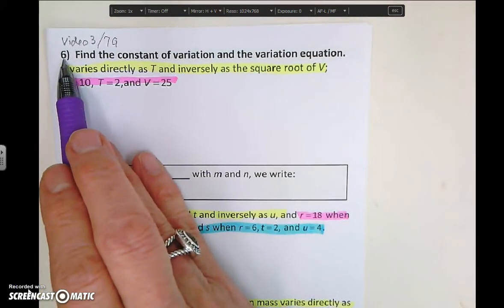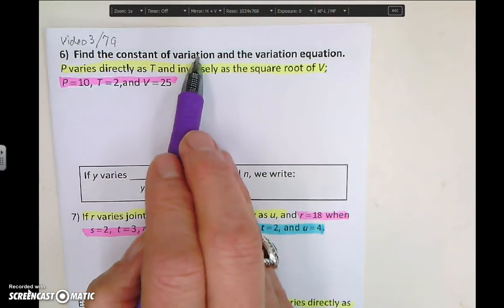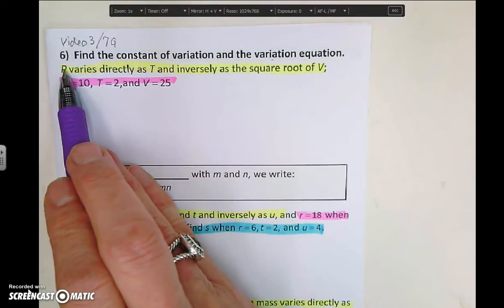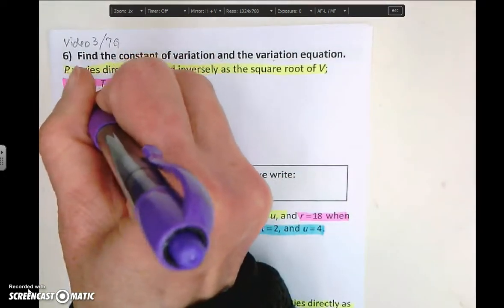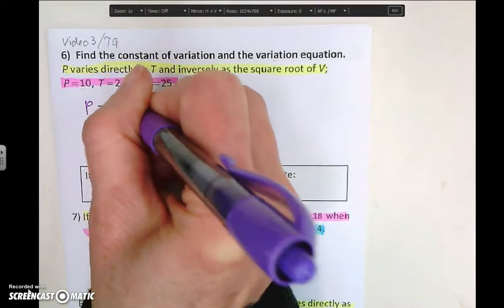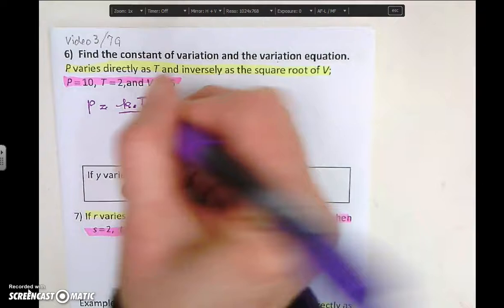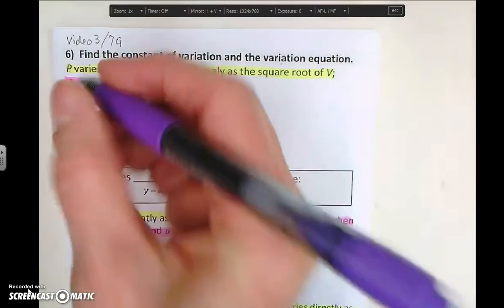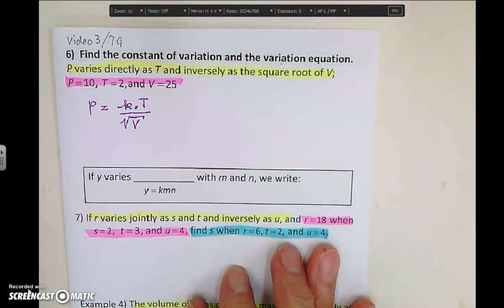So example 6 of our variation notes says, find the constant of variation and the variation equation. We have this statement here of P varies directly as T. So that's going to be P is equal to K times T, and inversely as the square root. So inversely, it's going to put it in the denominator as the square root of V. So square root looks like this of V. So I'm going to put that there.